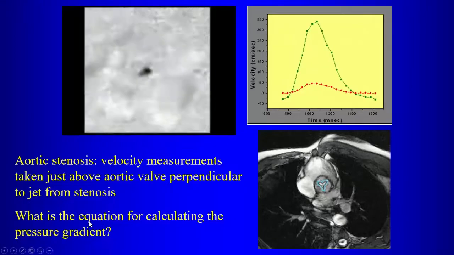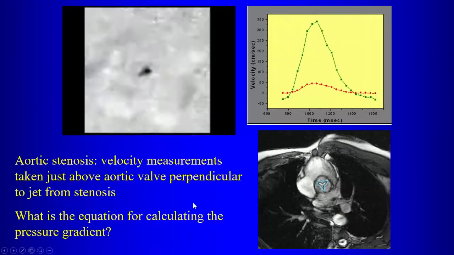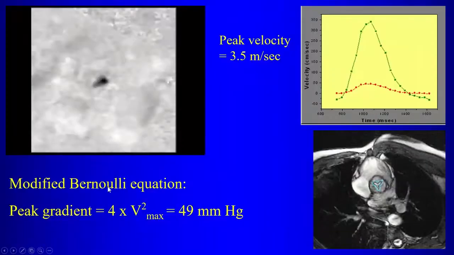And this is something that you do need to know. If you know the peak velocity, what is the equation for calculating the pressure gradient? It turns out that equation is the modified Bernoulli equation. So the peak gradient is 4 times peak velocity squared, where we express the peak velocity in meters per second. Once you express that in meters per second, 4v squared, the answer will come out in millimeters of mercury, and that is your peak pressure gradient.